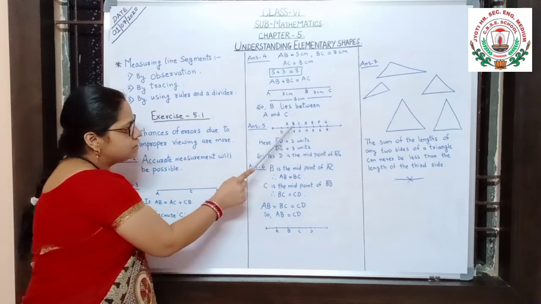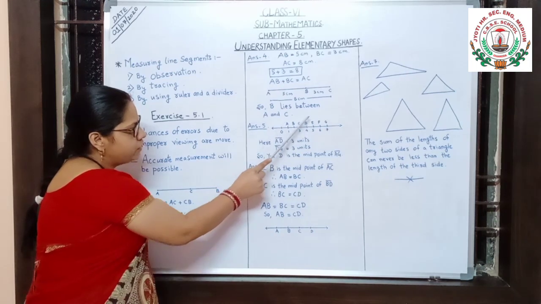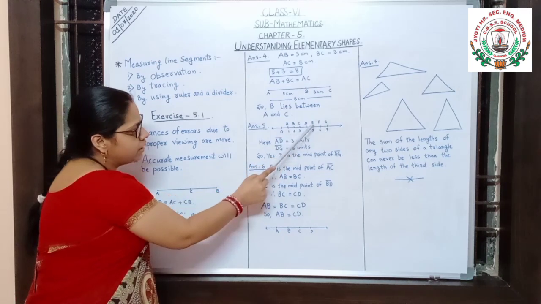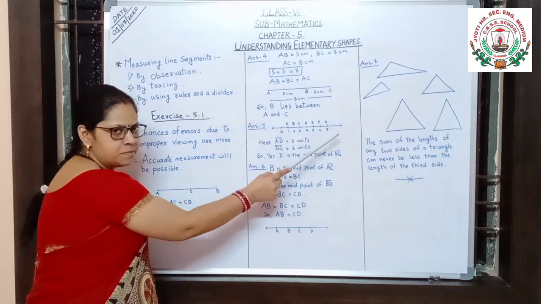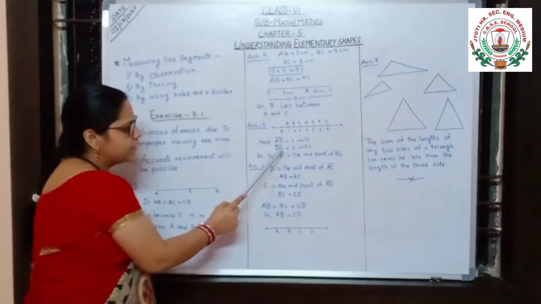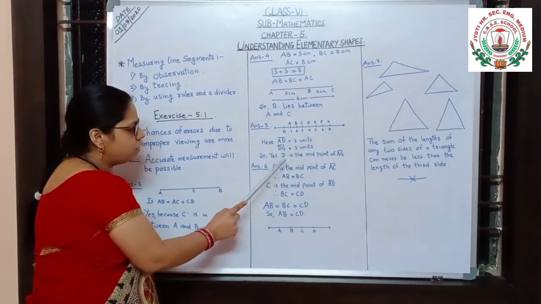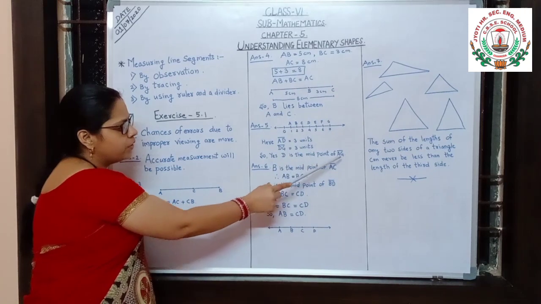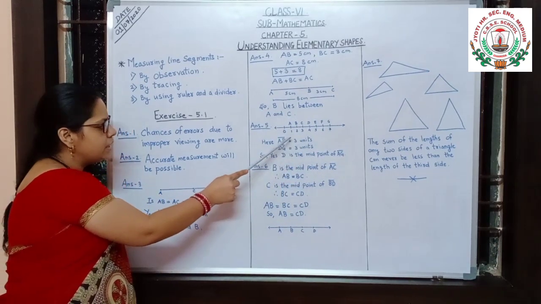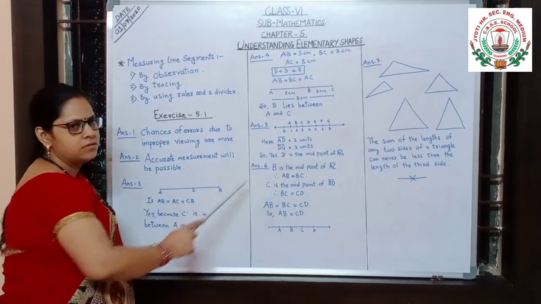A to D. This is the first unit, second unit and third unit. So A to D we are getting 3 units. And D to G we are getting again 1, 2, 3. 3 gaps we are getting, that is 3 units. So A to D is 3 units and D to G is also 3 units, means these two are equal. So yes, D is the midpoint of AG because these two are equal and D is common in both. So D is the midpoint of AG.